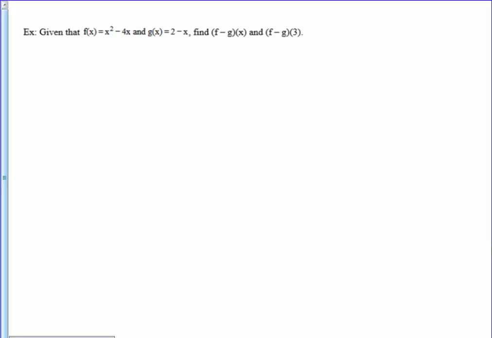Here's an example of algebra of functions and evaluating that function. In this particular problem, it's asked me to find two things, f minus g of x, I'll do that first, and then f minus g of 3. I'll do that next.